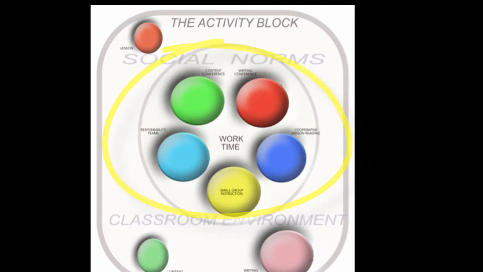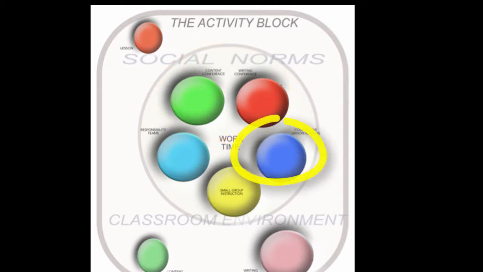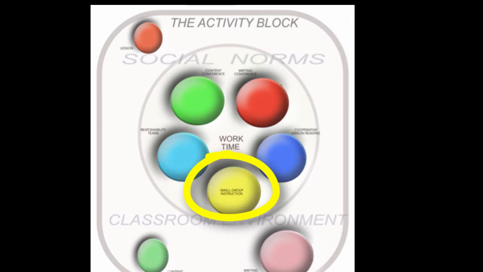The formats can occur in any order, but to summarize the work of work time, each day the teacher conducts 2 conferences. It's known as a content conference in all classes except for writing, where we call it a writing conference. Students meet during work time in cooperative unison reading groups for about 20 minutes. They also meet with their responsibility teams if they've scheduled time together. Work time is also when teachers provide targeted instruction in small groups. Students also utilize work time for their own independent endeavors.